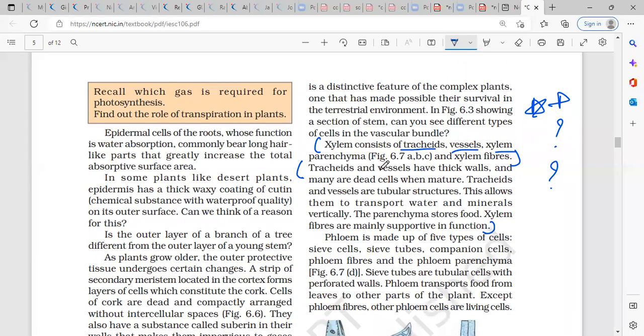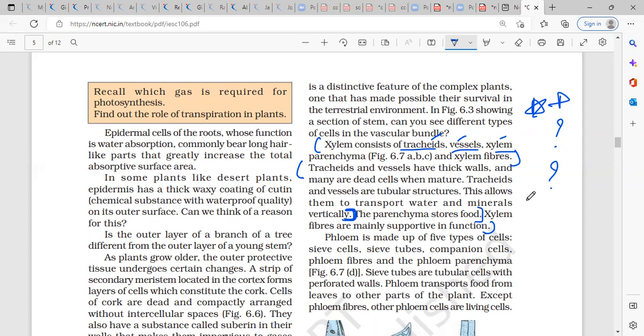What do tracheids do? Tracheids and vessels have thick walls and many are dead cells when mature. They are tubular structures, and this allows them to transport water and minerals vertically. Clear? These two clear. Now xylem parenchyma stores food. Getting the point? And then xylem fibers are mainly supportive in function.